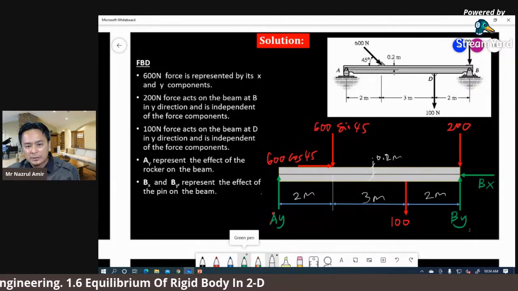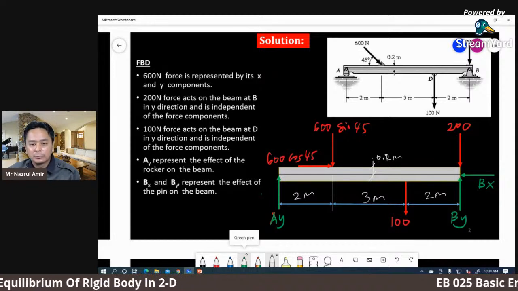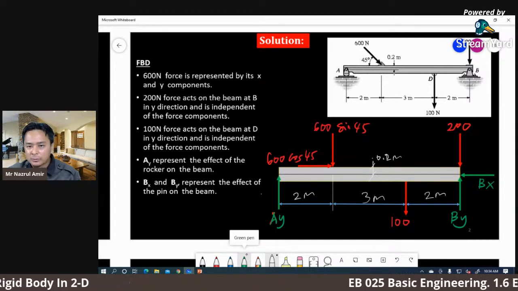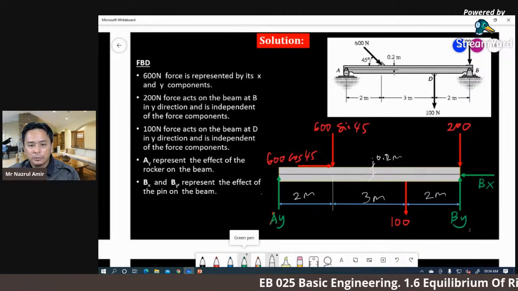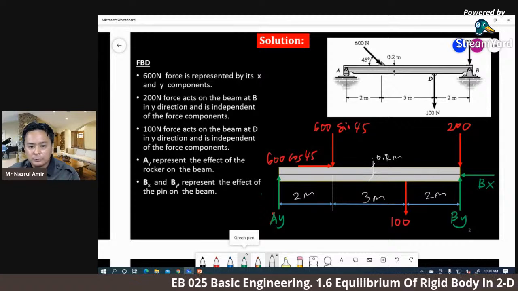So the FBD is complete now. Next we are going to apply the equation of equilibrium.